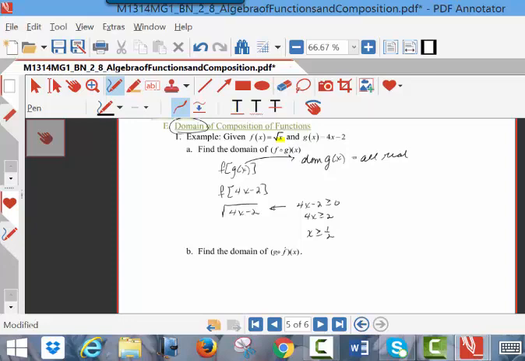So to find the domain of the composition, I collectively look at both of these and put them together. One is all real, so if I looked at the number line, one of them is everything, no restrictions, and the other says I have to be greater than or equal to 1/2. So the part that they have in common is the domain of the composition. So the domain of the composition is going to be from 1/2 to infinity.